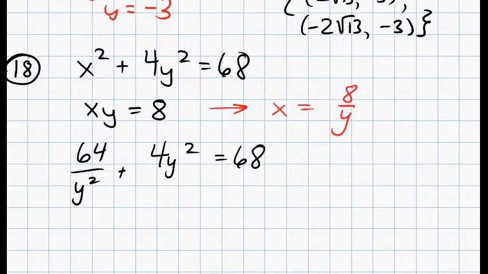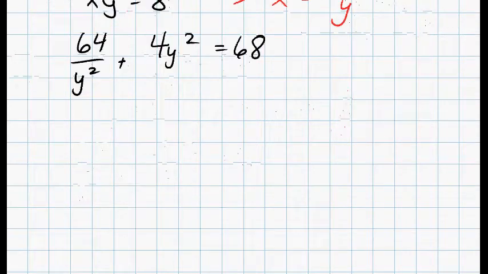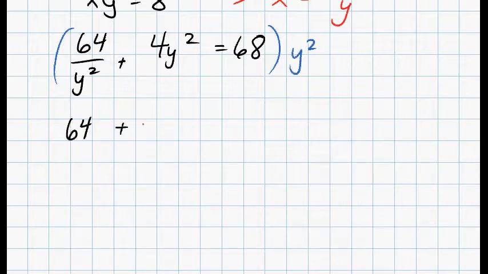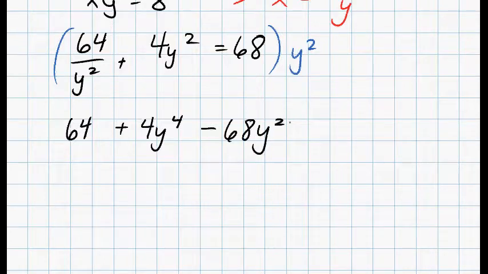You squared the 8 and the y. Do we like working with fractions like this? Not so much. So an easy way to fix this is to multiply everything by y squared, because that is the denominator, the common denominator, the least common multiple of the denominator. So now we have 64 plus 4y to the fourth. I'll subtract the 68 over as I go. Minus 68y squared equals 0.